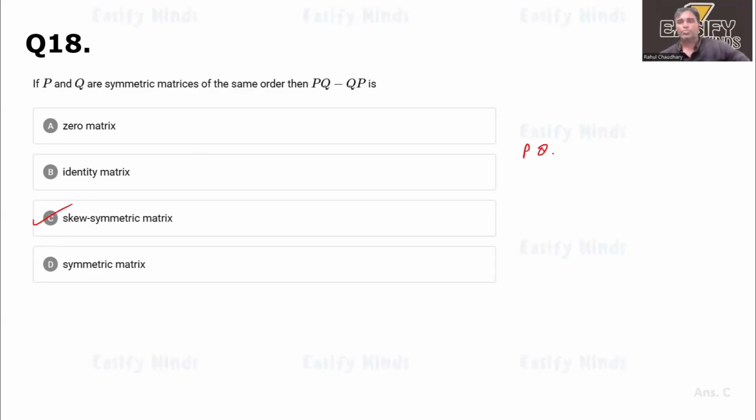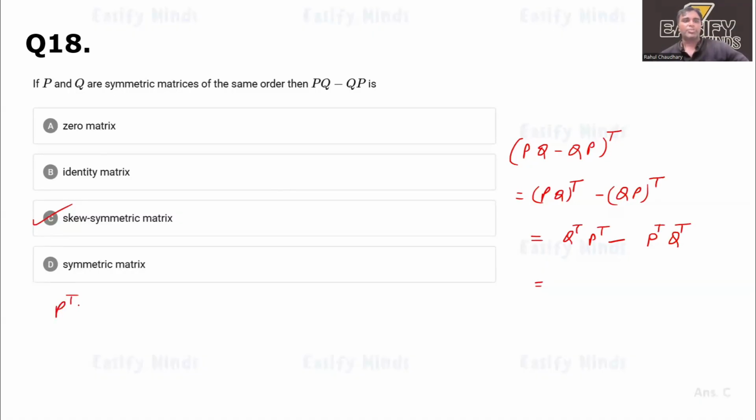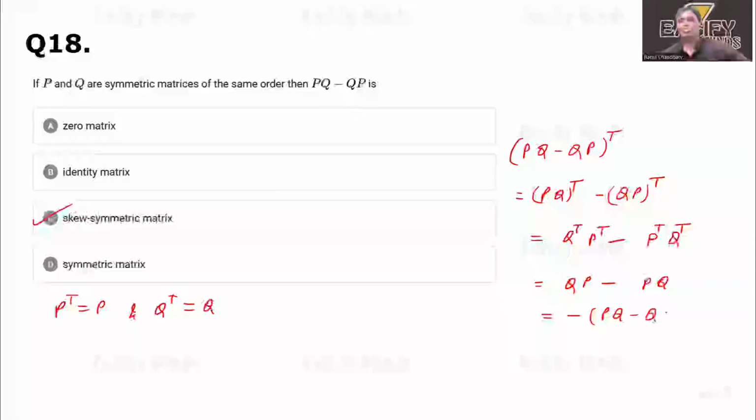Now let's see how to do PQ minus QP. I will take the whole transpose. So it will be (PQ) transpose minus (QP) transpose. Now if I open this, Q transpose into P transpose minus P transpose into Q transpose. Now P and Q are symmetric matrices. It means P transpose is P and Q transpose is Q. So it is QP minus PQ. Now if I take minus common, it will be PQ minus QP.